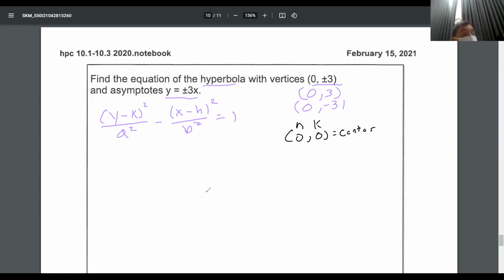Again, we need the A and the B value. We could get the A value because the A value is the distance from the center to the vertice. So what is the A value in this case? 3.